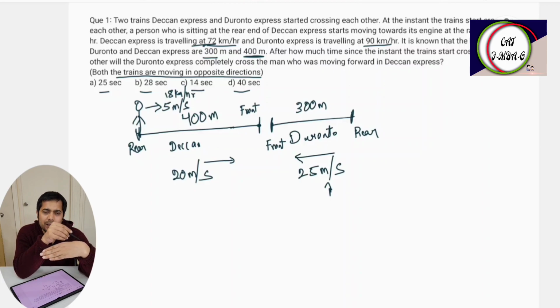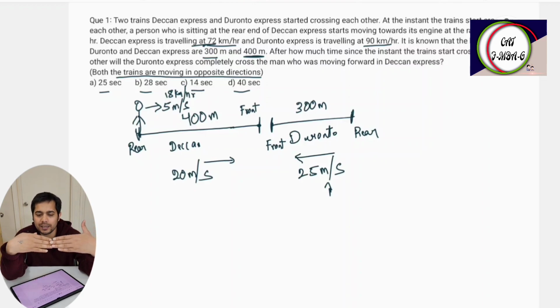At the rear end of Deccan, one person is standing and this person is moving towards the engine at 5 meter per second. Deccan is moving at 20 meter per second, and this train, my right hand, is Duranto, with 25 meter per second. The length of the trains is given, and we have to calculate the time when this whole train Duranto crosses this man.